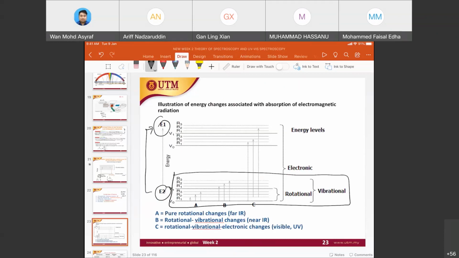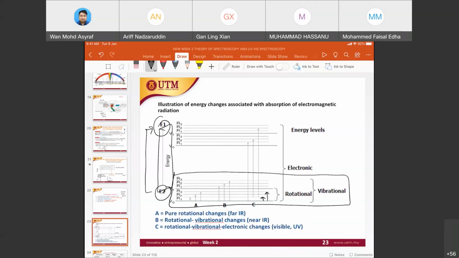Okay, the energy required to excite an electronic transition is much greater than the energy required to excite a rotational or vibrational level. Rotational and vibrational levels do not need as much energy because they are within the transition. But for an electronic transition, from one electronic level to another, it needs a much higher energy, as shown here.